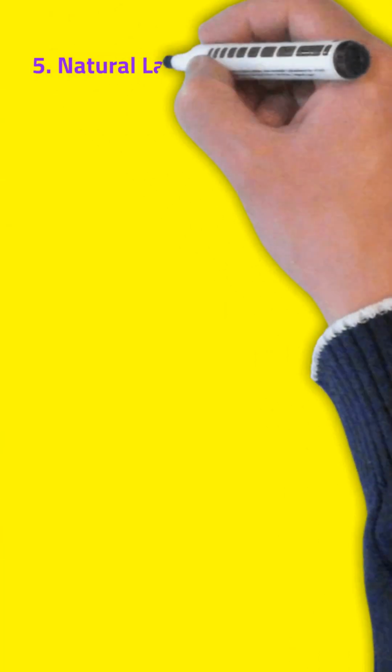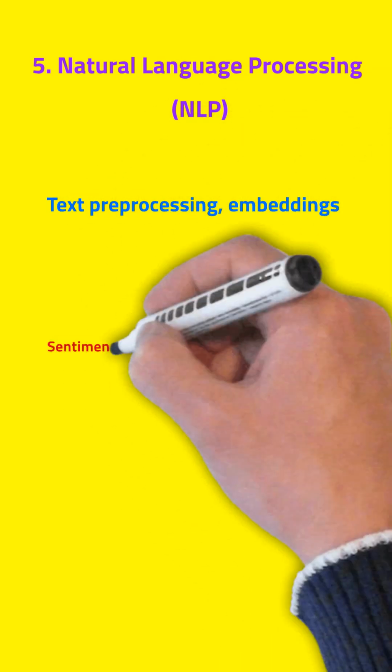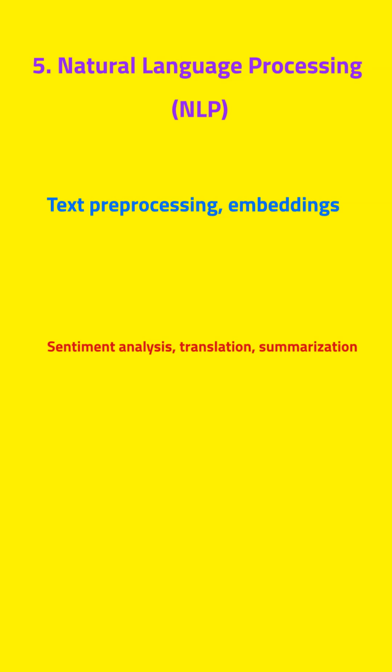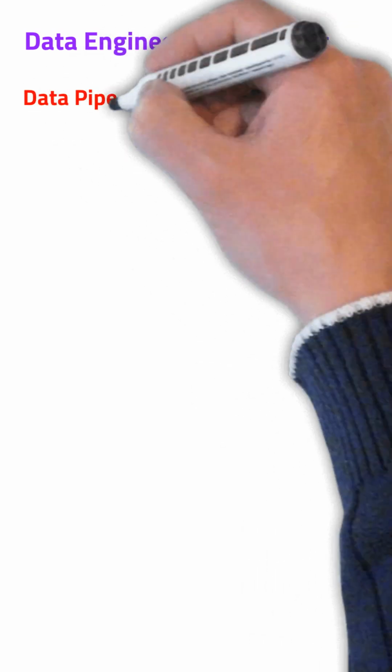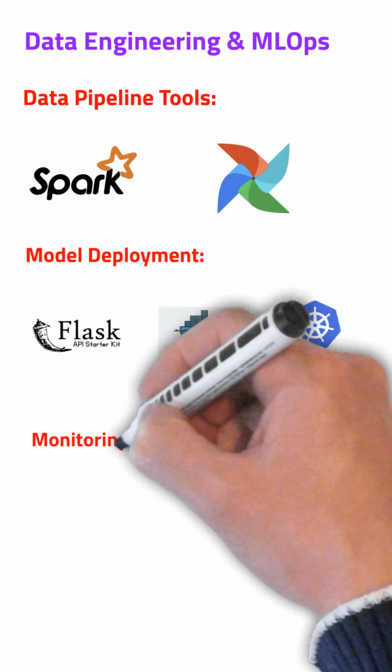And finally, we should learn NLP also, natural language processing, which includes text pre-processing, embeddings, sentiment analysis, translation, summarization, and also transformers. In addition to that, we have to learn data engineering and MLOps, which includes data pipeline tools, Apache Spark or Airflow, model deployment, and CI/CD pipeline.